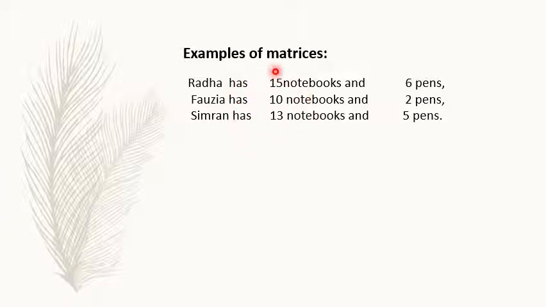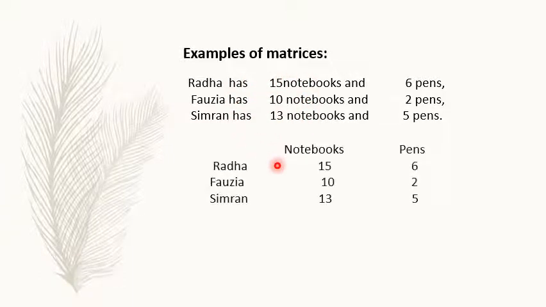First, we can transfer this information into a tabular form like this. Radha has 15 notebooks and 6 pens. So 15 and 6. Fauzia has 10 notebooks and 2 pens. Simran has 13 notebooks and 5 pens. This is one of the tabular representations of this given information. That is, 15, 10, 13 is in a column under the heading notebooks, and 6, 2, 5 in a column under the heading pens. So we can represent this information as a matrix.